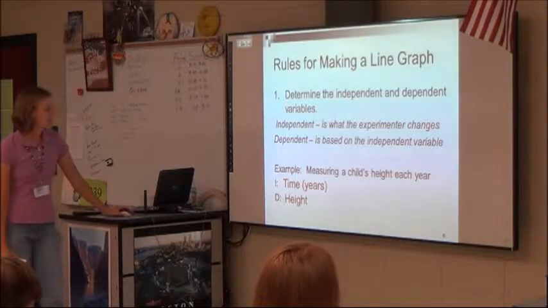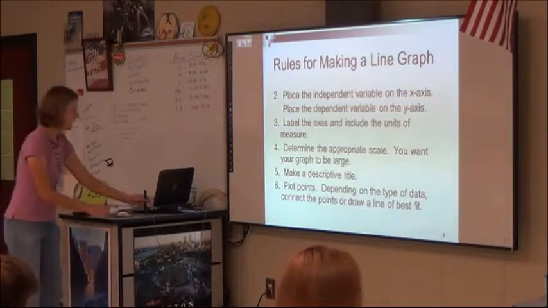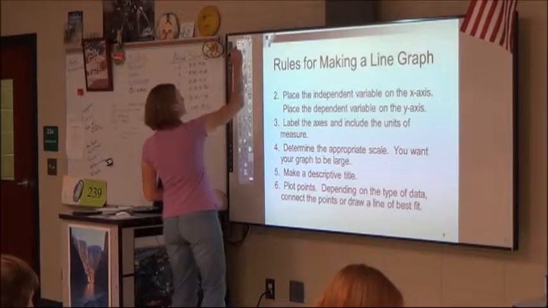So once I figured out what's the independent, what's the dependent, now I've got to put them on my x and y axis appropriately. And maybe often your margin.